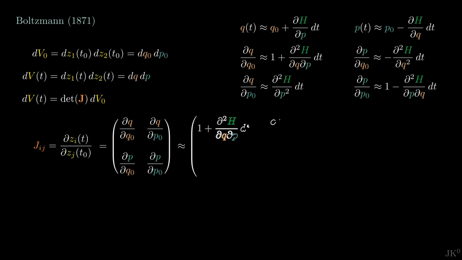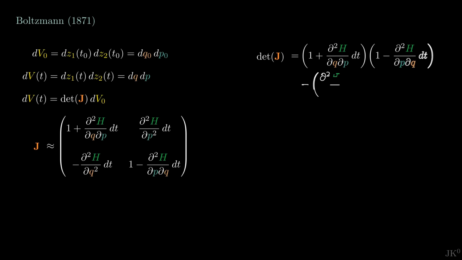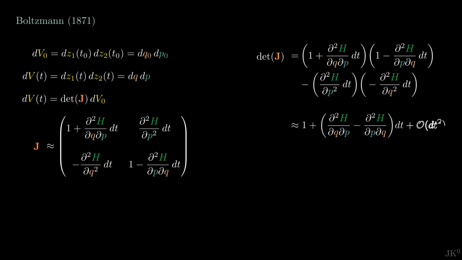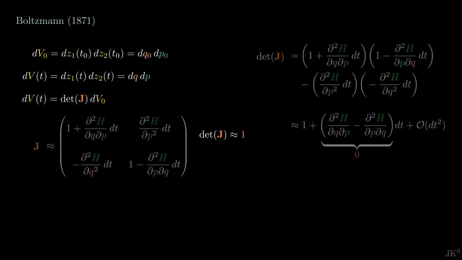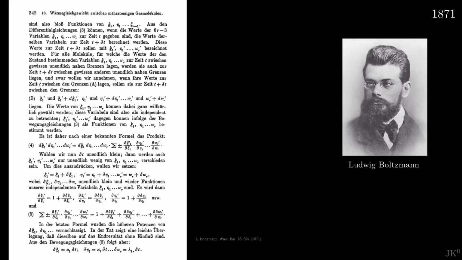The Jacobian matrix becomes this. The final step is calculating the determinant. Once again, we neglect high powers of dt. Here we encounter the difference that probably reminds you of Jacobi's calculation. As before, these terms perfectly cancel each other out because the order of derivatives is irrelevant. Boltzmann concluded that at leading order, the determinant of the Jacobian matrix is 1, meaning that the phase space volume remains unchanged over time. Boltzmann was not aware of the work done by Liouville and Jacobi.